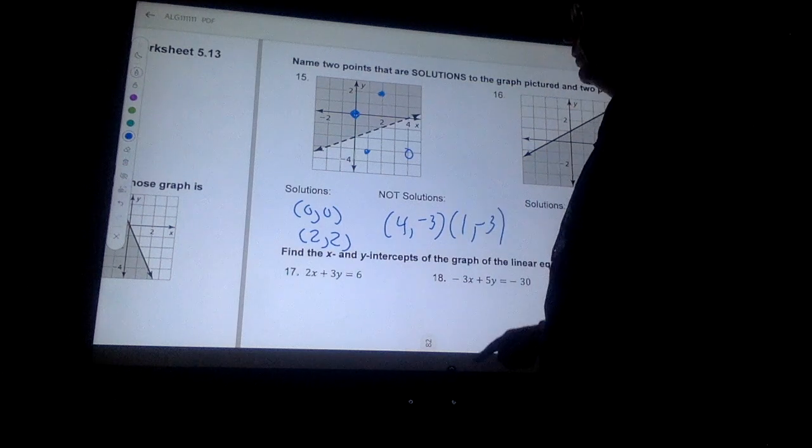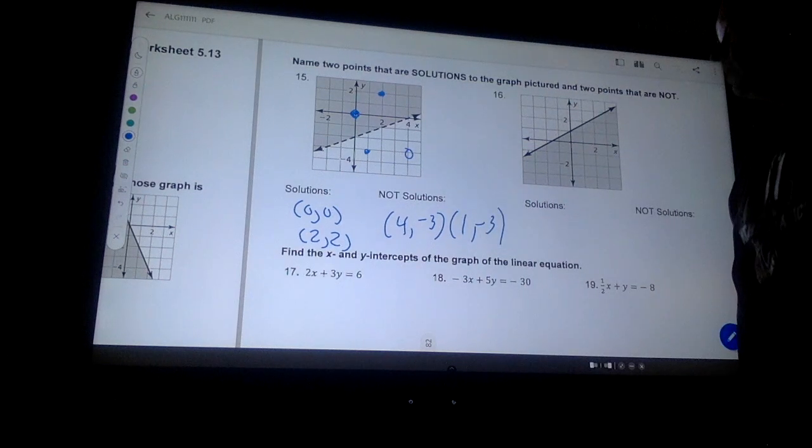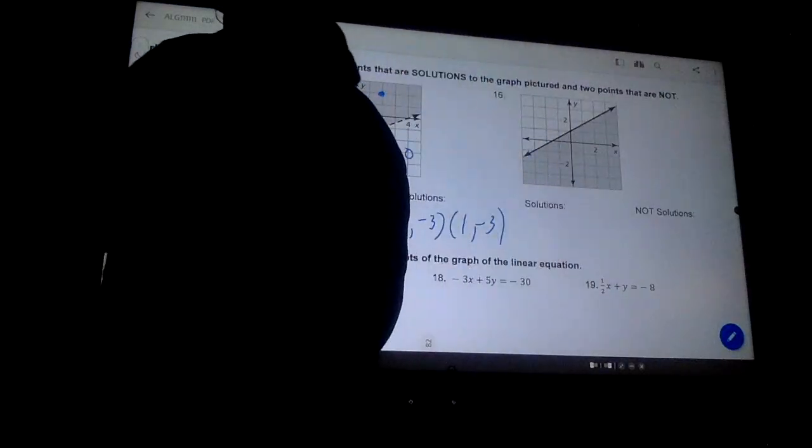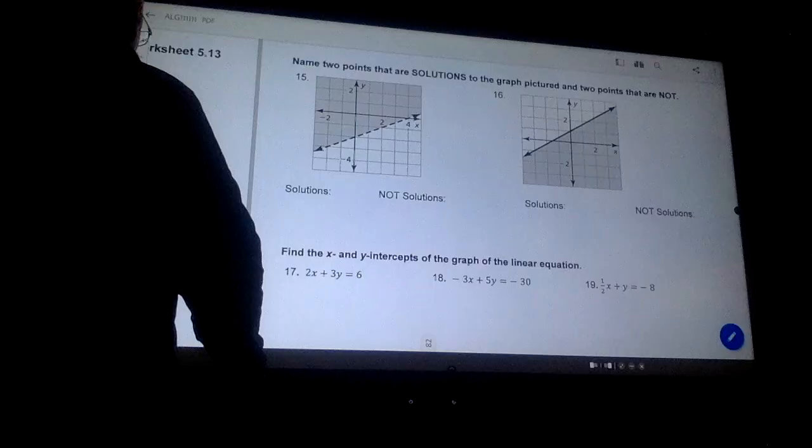There's a whole lot of other solutions that could work, or not solutions that could work. So just be careful when you're working that. Double check with your teacher if you have questions.